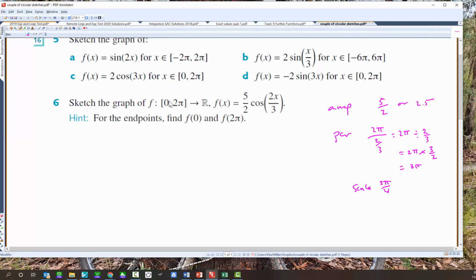Okay, and we're going to go from 0 all the way up to 2 pi. So, Cartesian plane, we're going to start it there. Because we're going from 0, we just start at the origin. Okay, so let's mark in our scales.